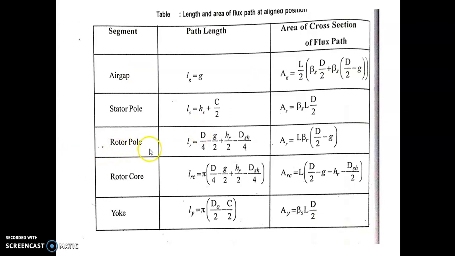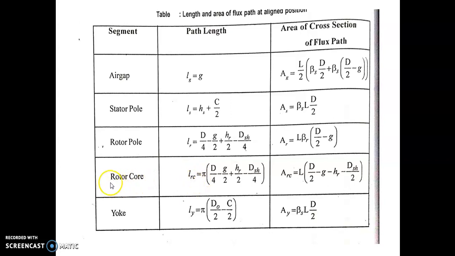Next, for the rotor core segment, the path length L suffix R will be equivalent to D by 4 minus G by 2 plus HR divided by 2 minus DSH divided by 4, where the area of cross section of the flux path A suffix R is L into beta R into D by 2 minus G. Then for the rotor core, the path length is L suffix RC.